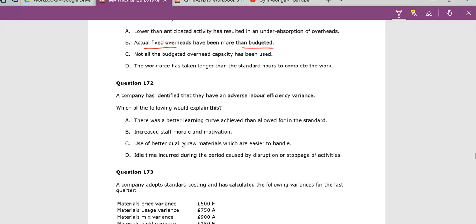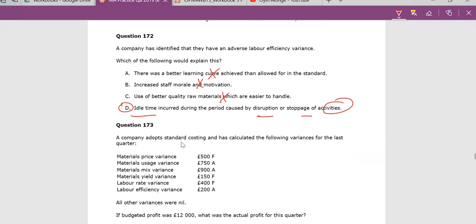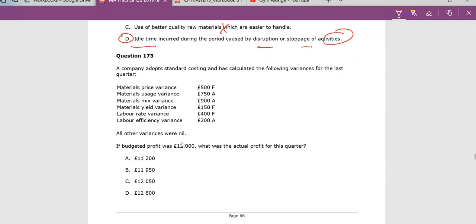Okay, great. So a company has identified they have an adverse labor efficiency variance. So they're spending more time making these products than they should. Definitely it can't be a better learning curve. Staff can't be happier, because that would be the reverse. The use of better quality? No, that's not true. It must be due to idle time, disruption, stoppages, and that's the answer there. So the answer is D for that question.